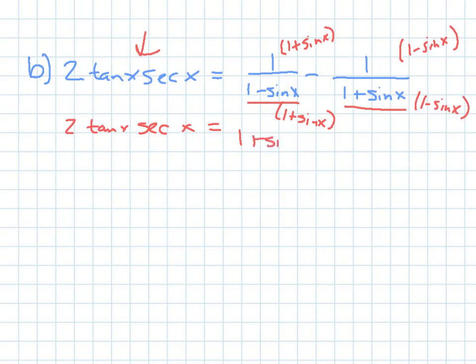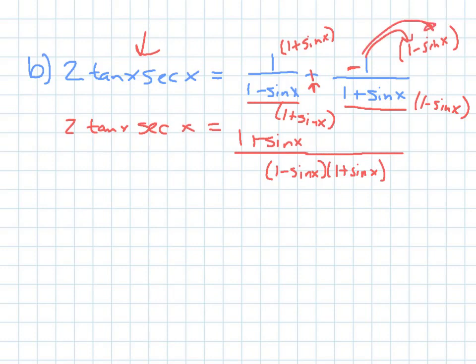So 1 plus sine of x. And actually, before I multiply, I'm going to change this negative sign to plus and move the negative sign up. It'll make it easier for me later. So now that I have common denominators, it's 1 minus sine of x times 1 plus sine of x. And then I get plus negative 1 times 1, and the negative sign gets me negative 1. Okay, so now I have some simplification to do.